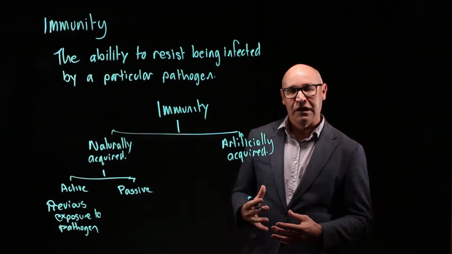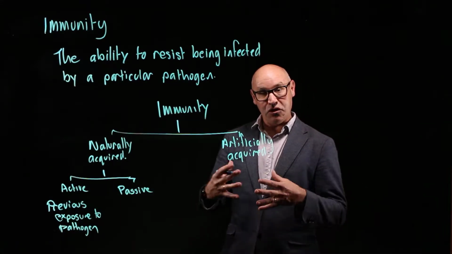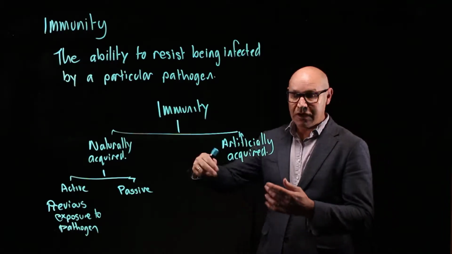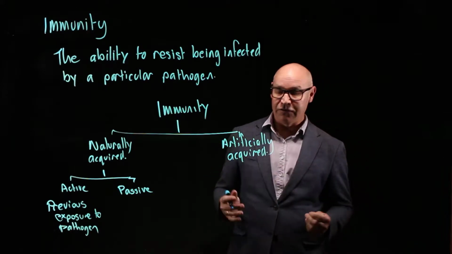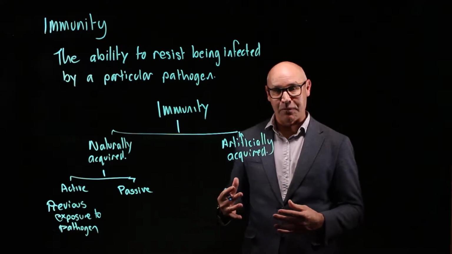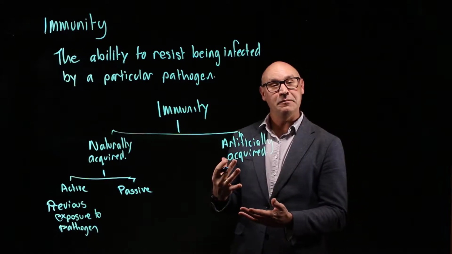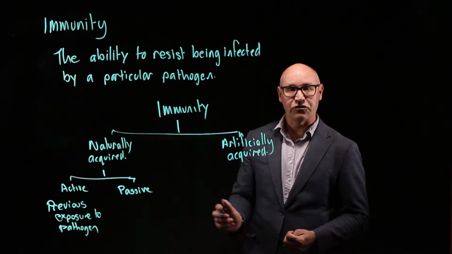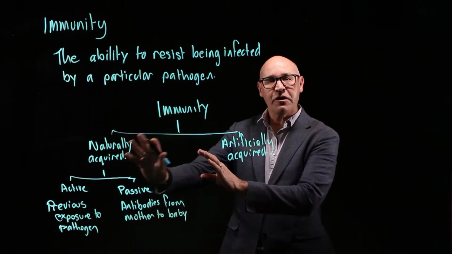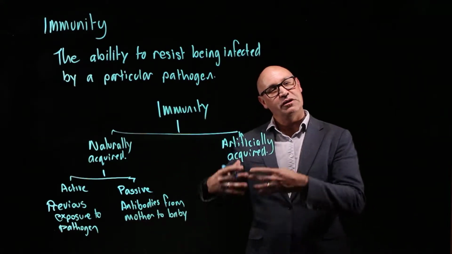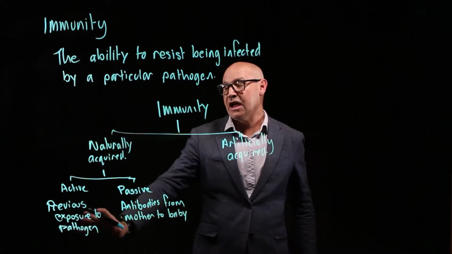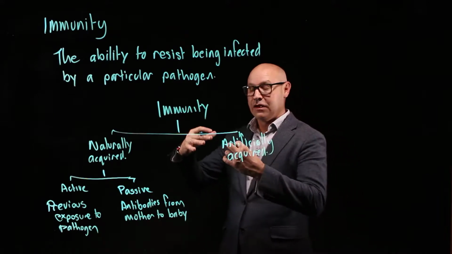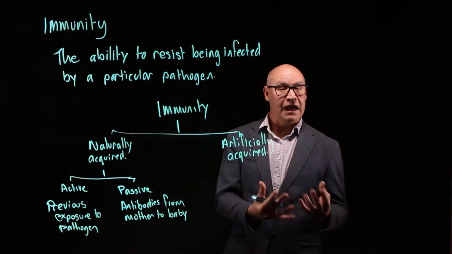Now this happens both in utero, so still in the uterus, where the antibodies go across the placenta through the umbilical cord into the fetus, and also in the first few days after birth, in the mother's milk there are antibodies as well. So antibodies are passed from the mother to the child in passive naturally acquired immunity. You can see why it's passive, because the baby didn't have to actually produce those antibodies. Whereas with naturally acquired active immunity, there was previous exposure to a pathogen and the body produced the antibodies.